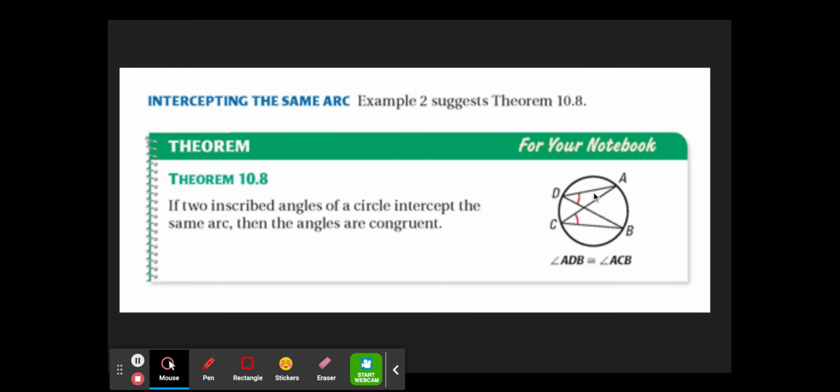And that's the idea that if you've got two inscribed angles in the same circle, and the angles are congruent, then that means the arcs are congruent. And in fact, you go, well, wait a second. C opens up to A and B, and D opens up to A and B. Not only are the arcs congruent, it's the same arc. So if two inscribed angles open up to the same arc, they're going to have to be the same angle.